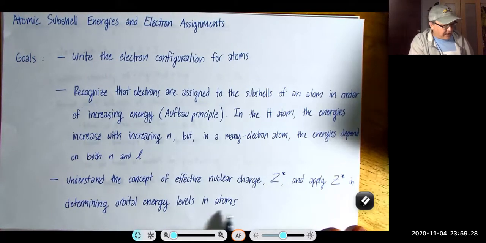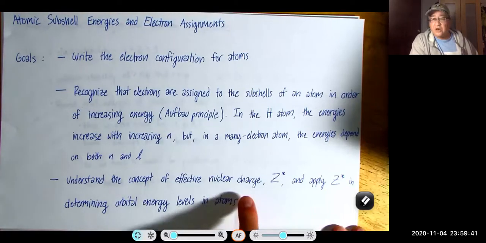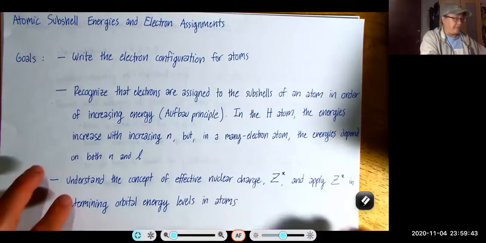You may recall that we don't have a good reason for saying why an s subshell in a shell is more stable than a p, which is more stable than a d and more stable than an f. And that's where Z star, or the effective nuclear charge, comes into play.